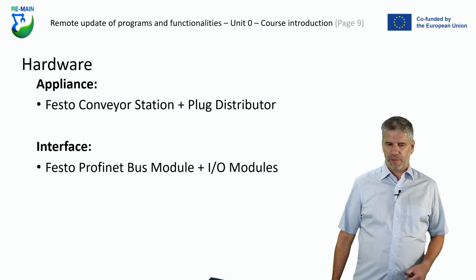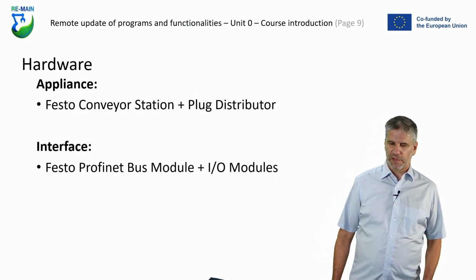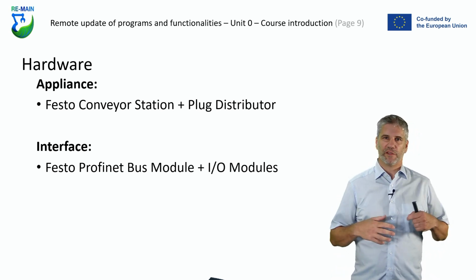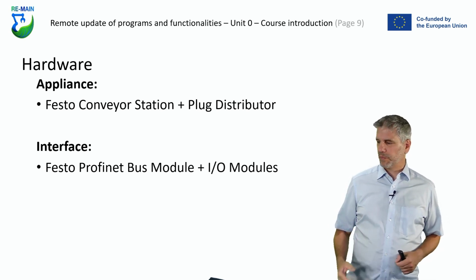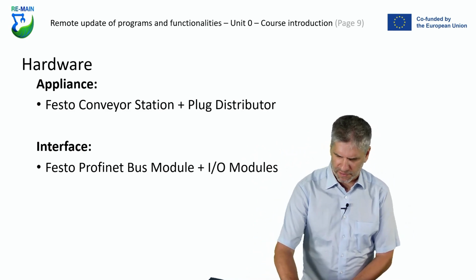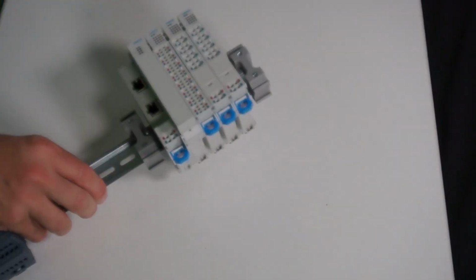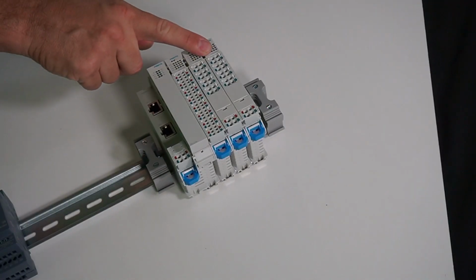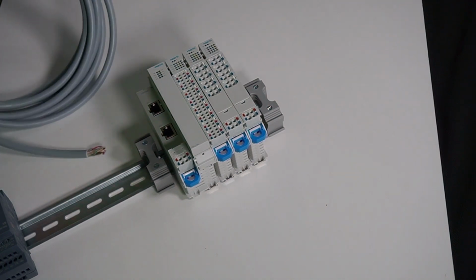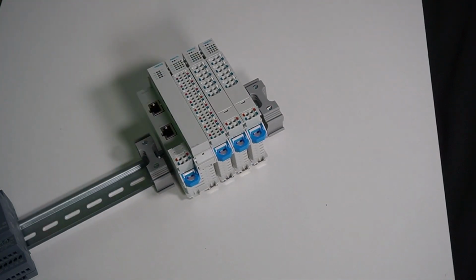Also, we have some Festo Profinet bus modules, which means that we can use hardware provided by Festo to connect to those machines. This hardware connection looks like this, where you again can see that there is some Ethernet connection and there are some I/O modules that we are then able to connect to the open wires provided by the Festo cable, as mentioned before.